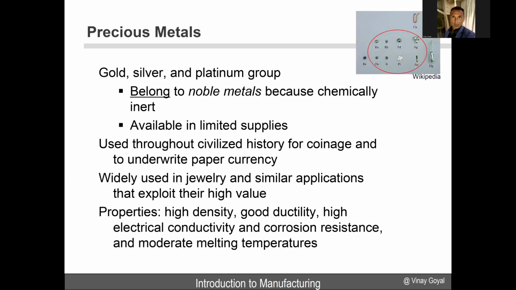You then have another group of metals: gold, silver, and the platinum group. They belong to the noble metals because they are chemically inert. They're available in very limited supplies, and have been used throughout the history of the United States and the world for coins and for underwriting paper. They are also used quite a bit in jewelry. You are all very familiar with them. They have very high density, good ductility, high electrical conductivity, and corrosion resistance. They are expensive, but have moderate melting temperatures.